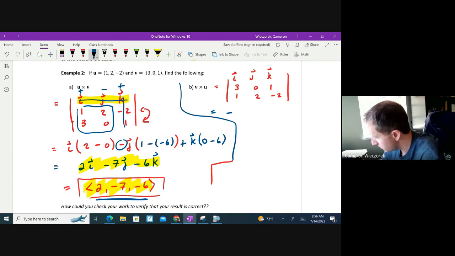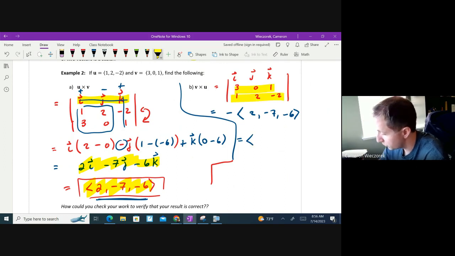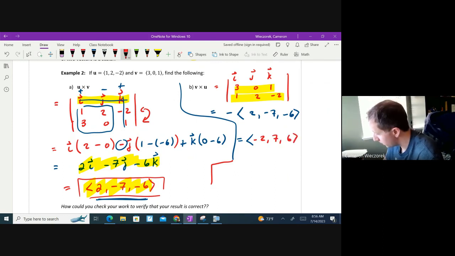So this is just going to be the negative of 2, negative 7, negative 6. And the reason for that is because we switched row 2 and row 3. So I end up with negative 2, positive 7, positive 6. And if you want to confirm that, go through the calculation like we did in part A, and you'll see that we get that result.